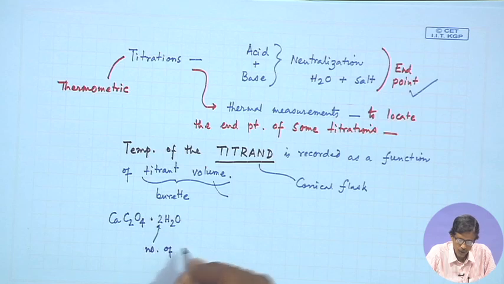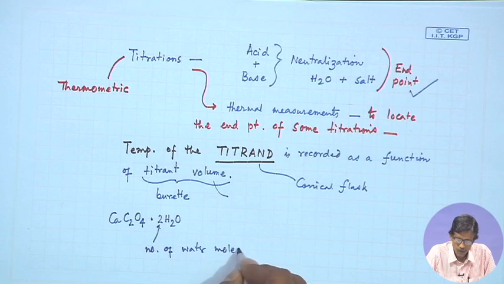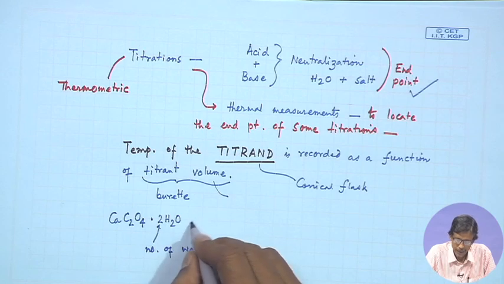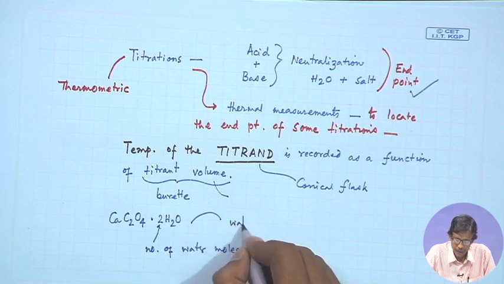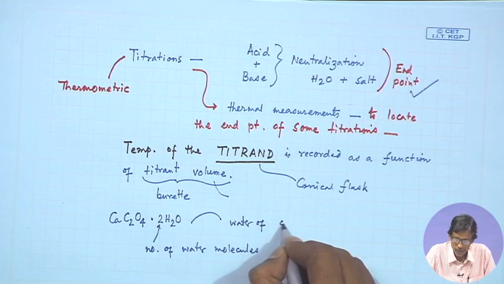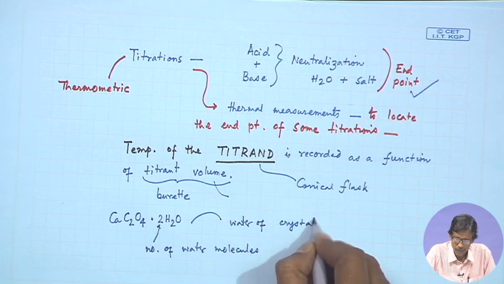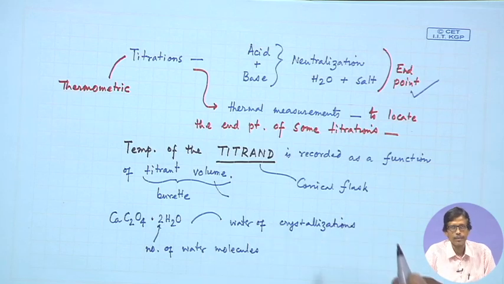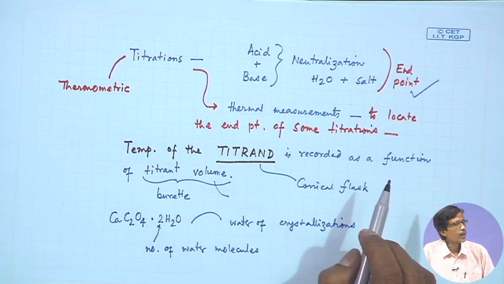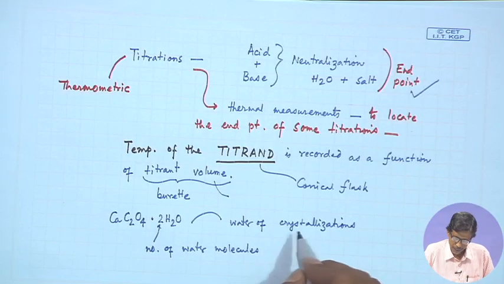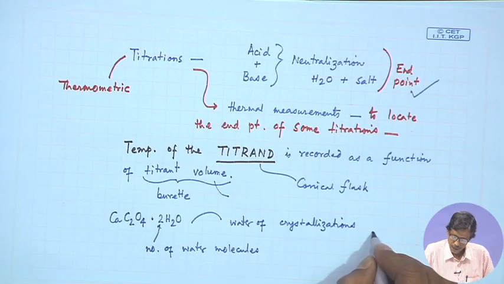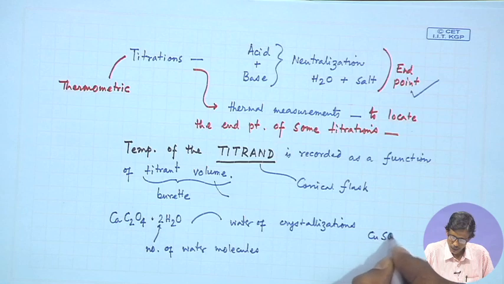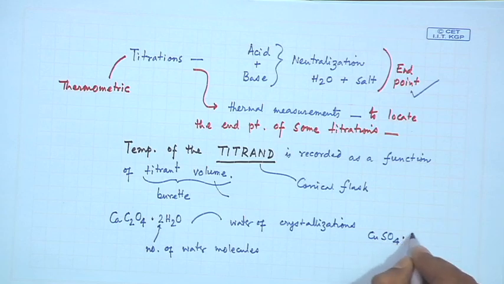So, the number of water molecules which are trapped as water of crystallization. These waters of crystallization we can monitor and measure, because we all know that copper sulphate is nothing but a pentahydrate.